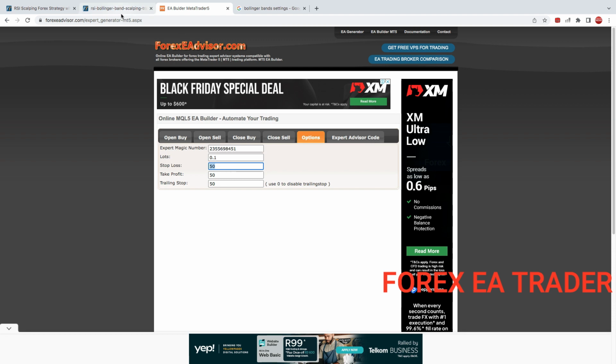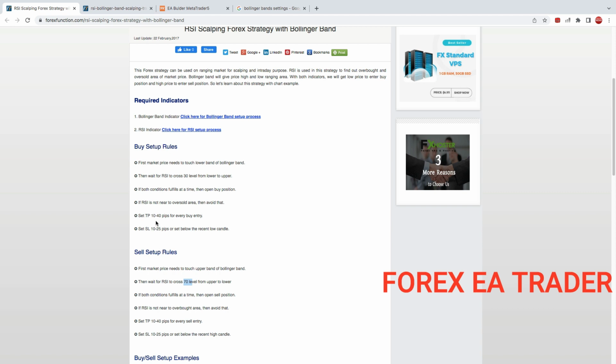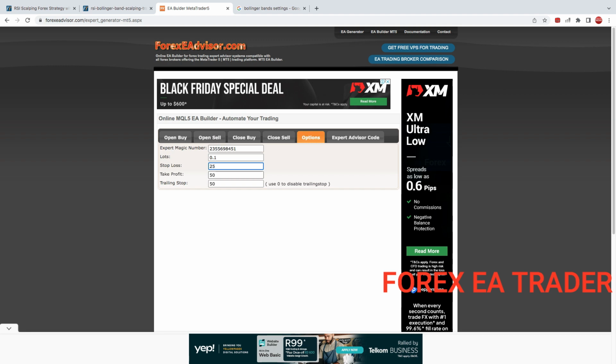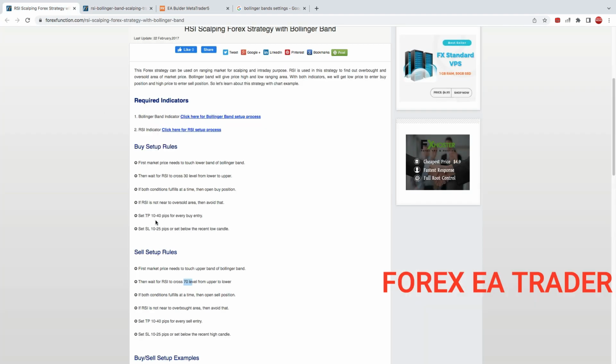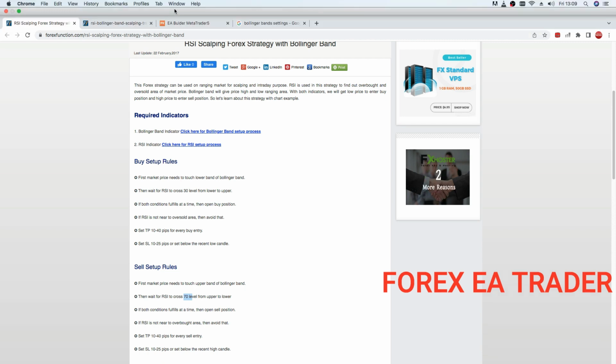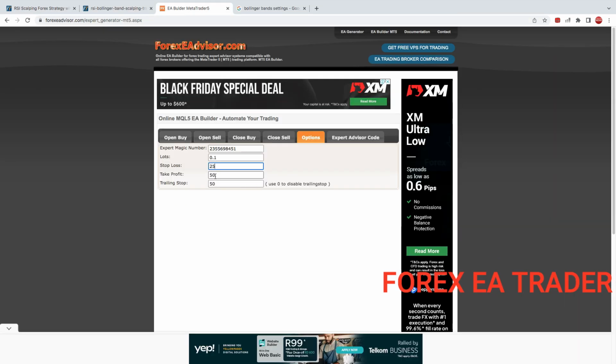Then stop loss, they said we can set between 10 and 25. Maybe let's just go for the 25. Then take profit, they say 10 to 40 pips. Let's just go for the 40. Then trailing stop, you can set a 0 to disable, or maybe we can set it at 25. The moment price reaches 25 pips in profit, we start trailing that stop. Then that's it, and we come to expert advisor code here.